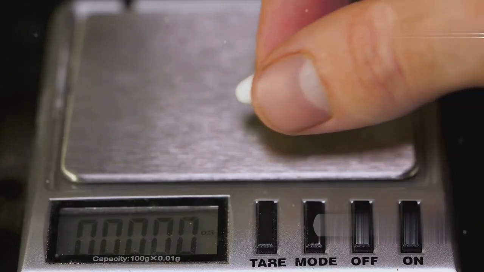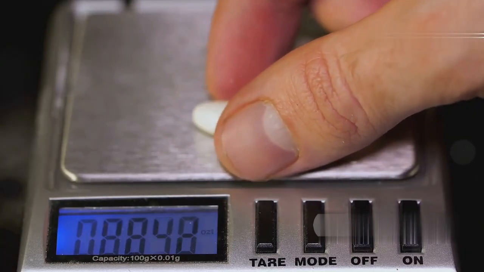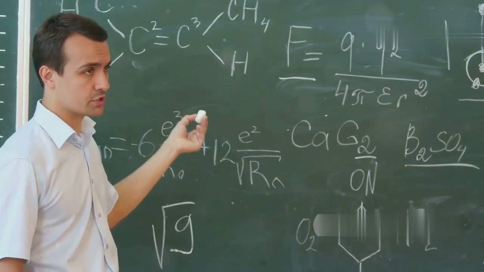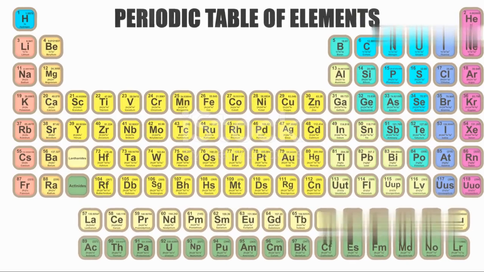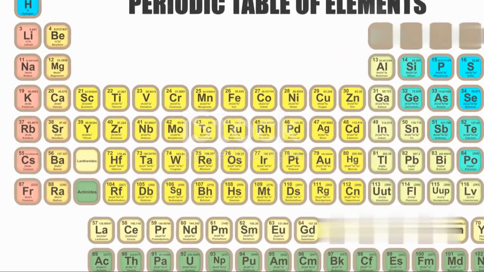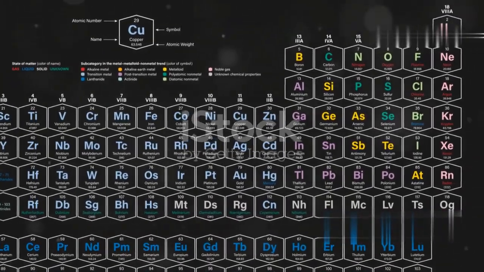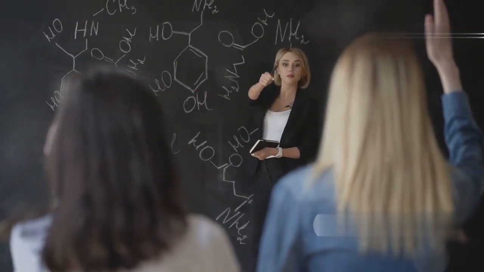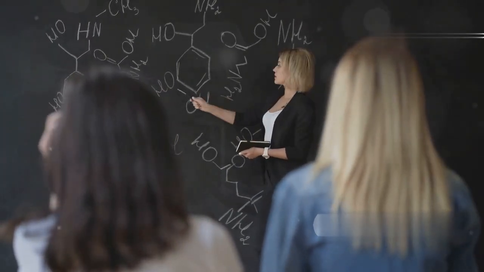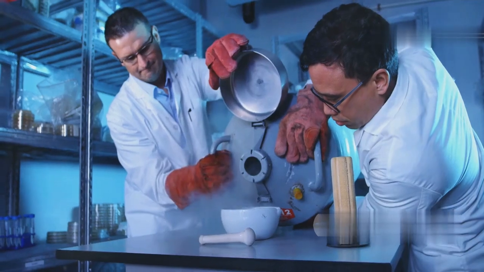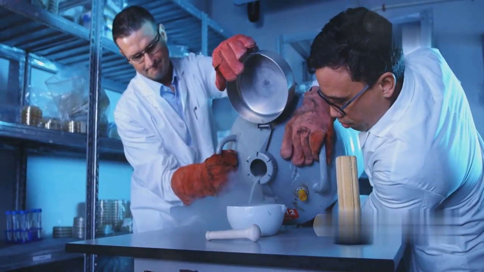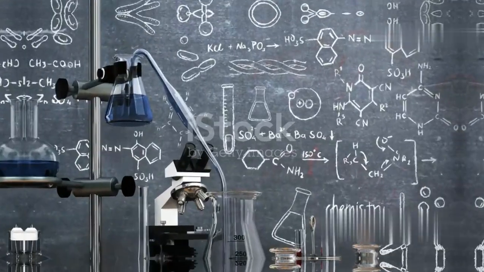The molar mass of a substance is the mass of 1 mole of that substance. It is expressed in grams per mole. To calculate the molar mass of a compound, we add up the atomic masses of all the atoms in its formula. The mole concept allows us to convert between mass, moles, and number of particles. This is essential for stoichiometry and many other areas of chemistry.